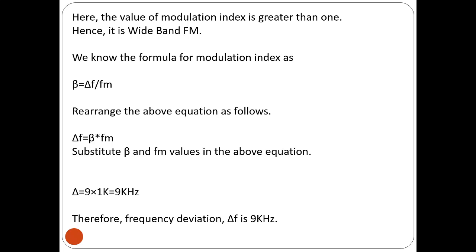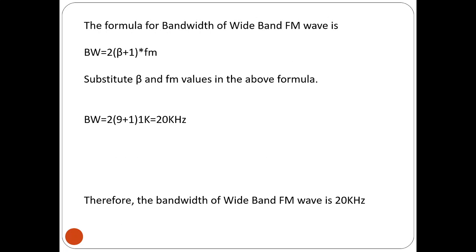Now the formula for modulation index is beta is equal to del F upon Fm. From the given values we have Fm. If we rearrange it for del F, then frequency deviation del F is equal to beta into Fm. So multiply this beta by Fm, and we get the value of del F. Beta is equal to 9 and Fm is equal to 1 kilohertz. So we get del F as 9 kilohertz. So we got our frequency deviation as 9 kilohertz.